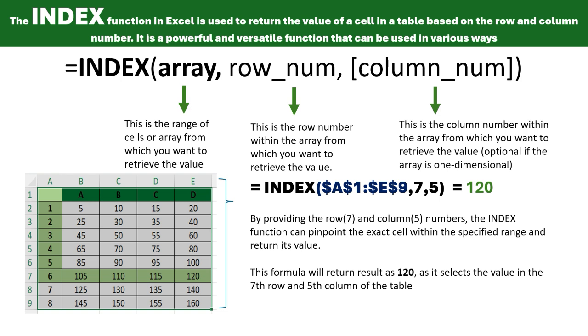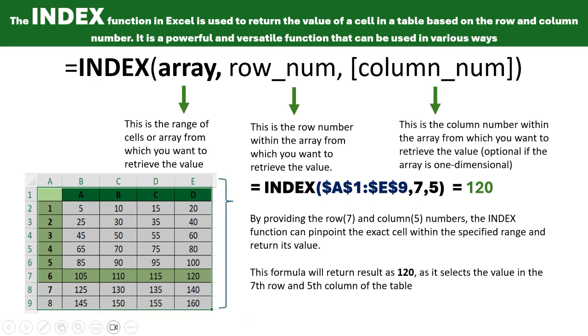So let's see, here we have an example of data where we have put the INDEX function formula by providing the seventh row and fifth column numbers. The INDEX function can pinpoint the exact cell within the specified range and return the value. So this formula will return the result as 120, as it selects the value in the seventh row and fifth column of the table.